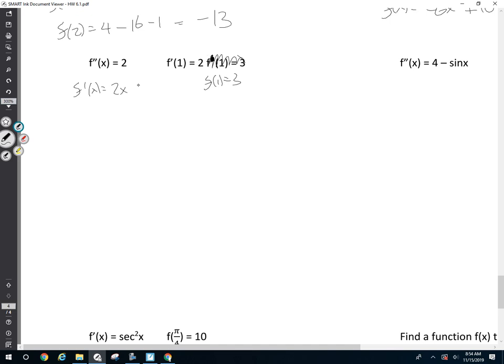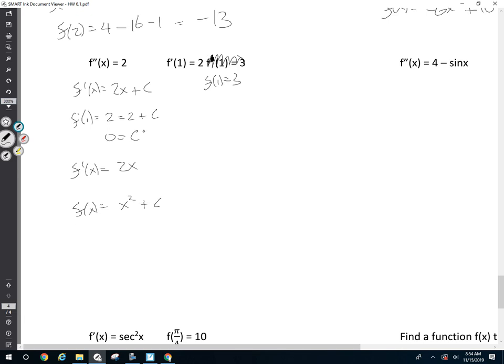So take the antiderivative, I get 2x plus c. I'm told f prime of 1 equals 2. So 2 plus c, c equals 0. That's nice. So f prime of x equals 2x. Now we go to f of x. We get x squared plus c.